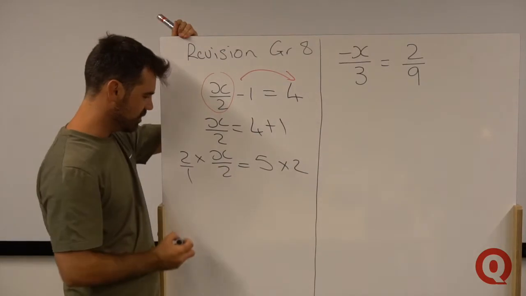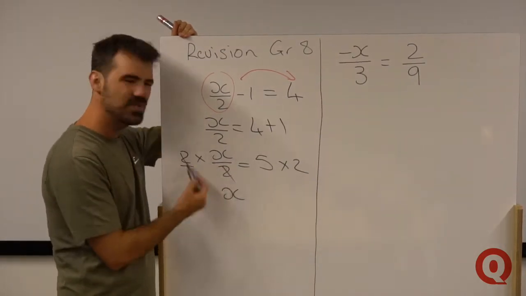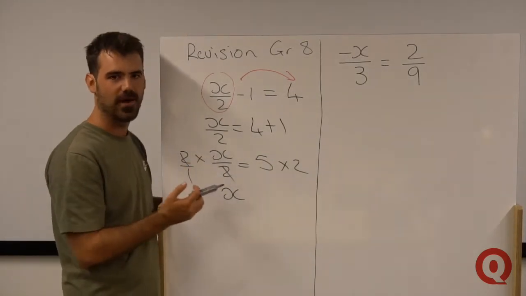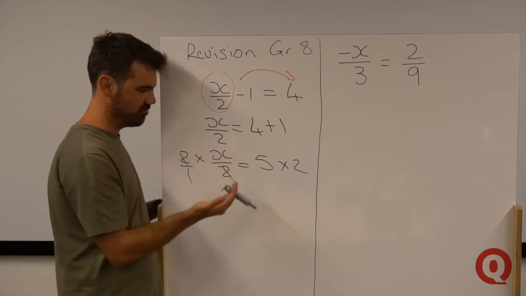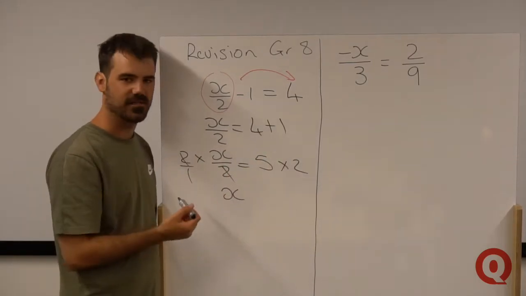So if I had to multiply this now, these would cancel out. I'll be left with x. If that was a bit too fancy for you, don't worry about it. I'm just trying to show you why we are allowed to just times that side by 2, because we're doing it to both sides effectively.